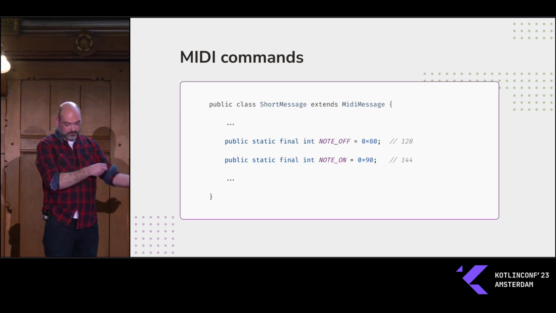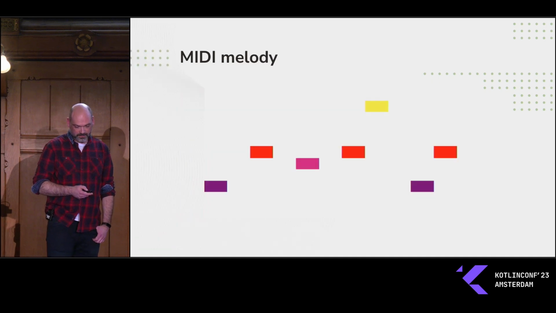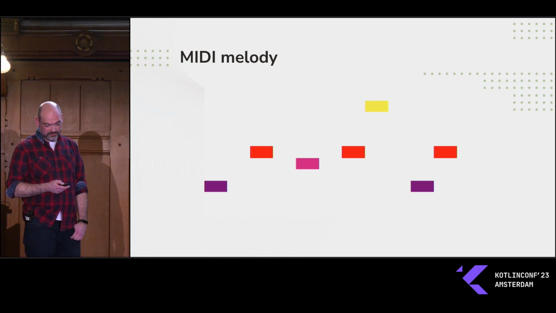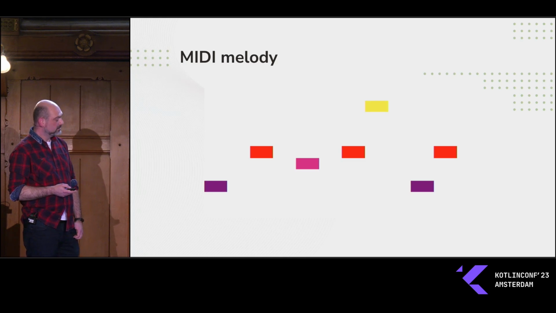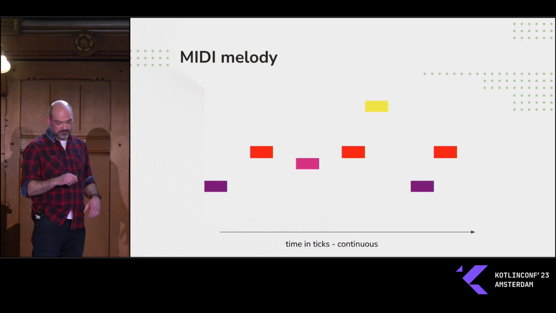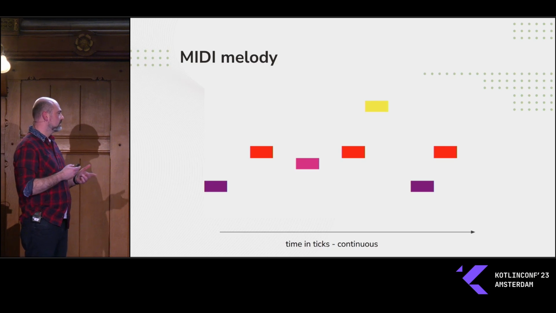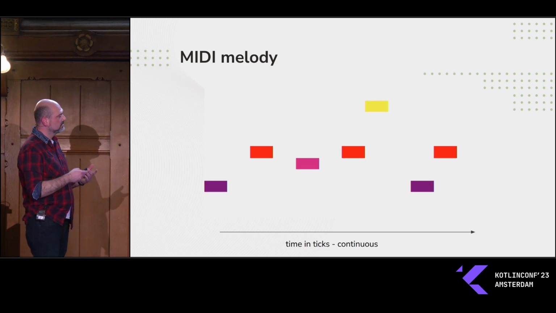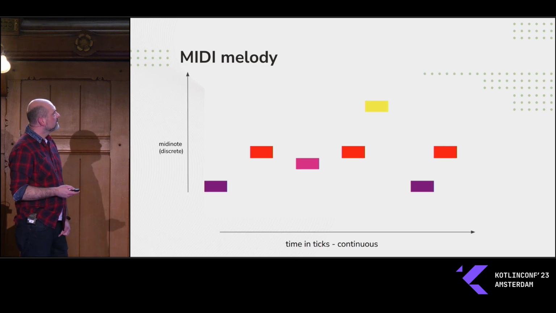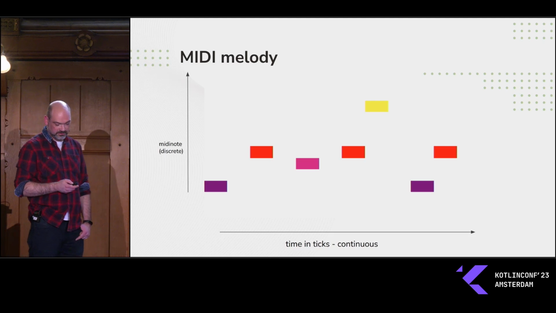When we go back to the Java API, we can find that there are constants for all the MIDI commands. To sum it up, if you know the notation for representing melodies, on this axis we have time, and I would say this time is rather continuous. There are those ticks. It's not continuous in the mathematical sense, but those events can happen in any tick, so there is no structure in the time. On the other axis, we have the MIDI notes, which is more discrete. Every note has a number, just an integer.